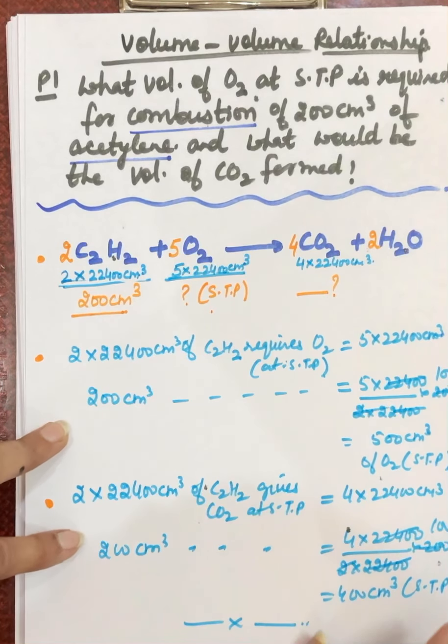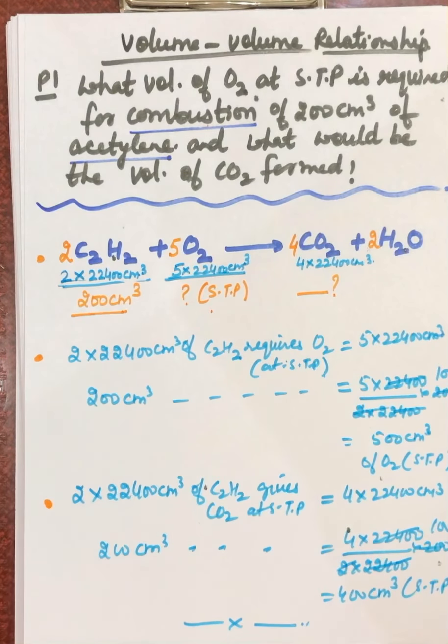So this is a numerical for volume and volume relationship. So this is about the stoichiometry in chemical reactions, where we have done the three types of numericals based on mass, volume and volume relationship. Thank you.